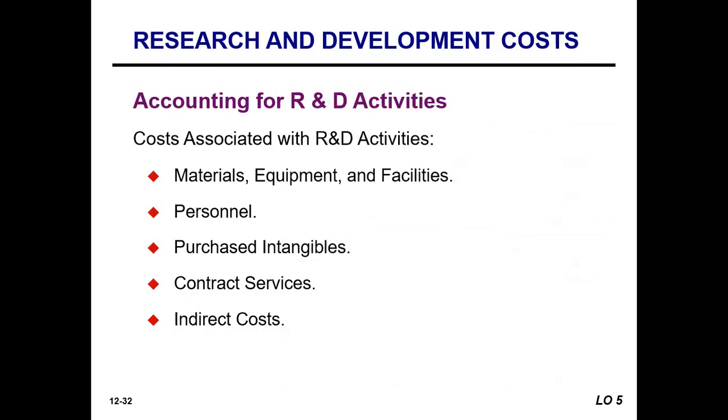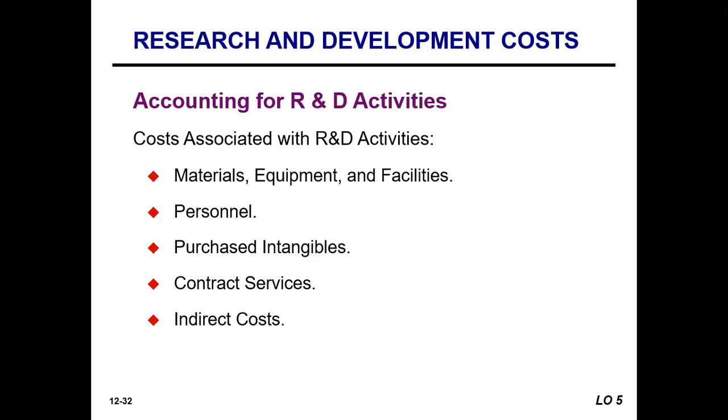Accounting for research and development activities, again, we said that generally speaking, we expense the entire cost. So with materials, equipment, and facilities, expense the entire cost unless the items have alternative future uses. If there are alternative future uses, carry the items as inventory and allocate as consumed, or capitalize and depreciate as used. Personnel cost, we expense as incurred salaries, wages, and other related cost of personnel engaged in research and development.